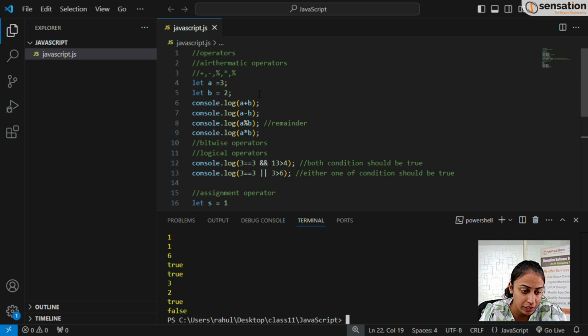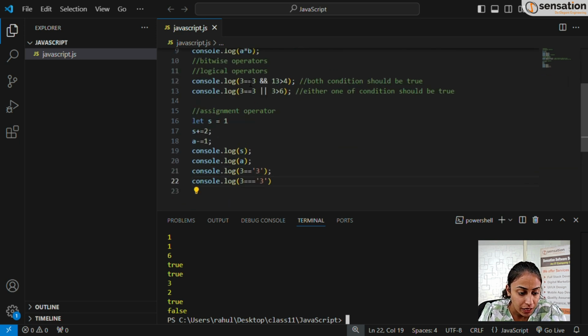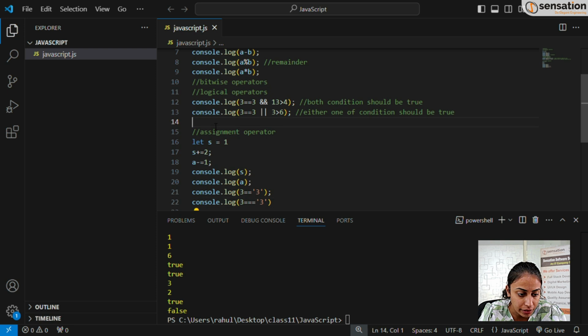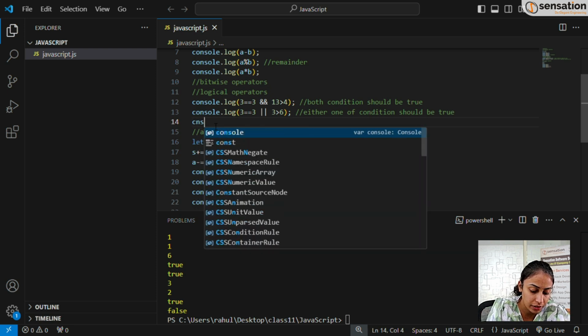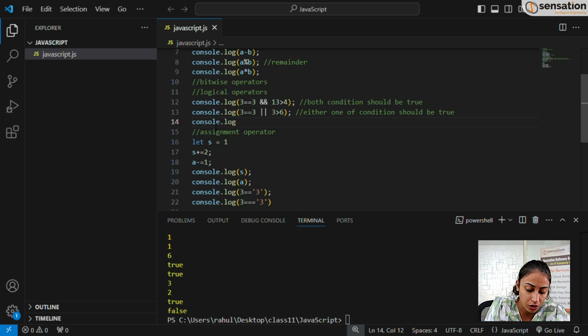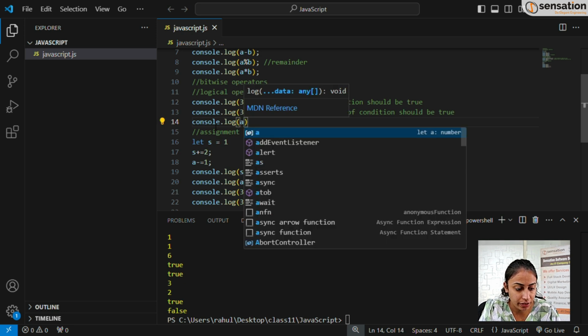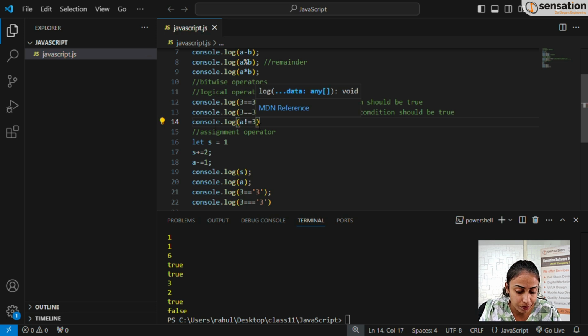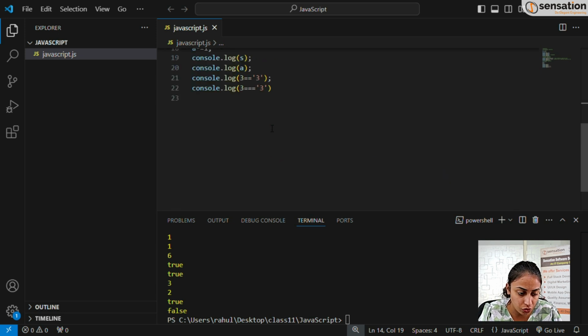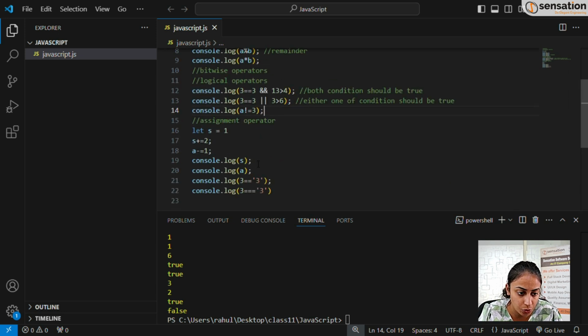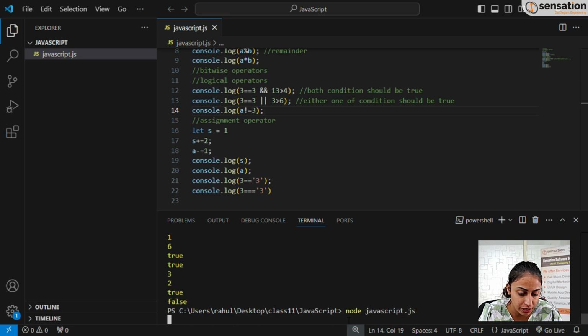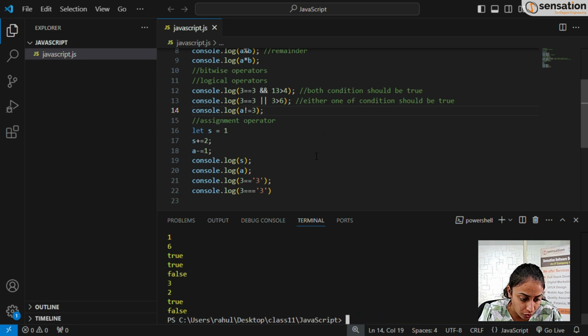So these are the operators in JavaScript. First are arithmetic operators: plus, minus, multiply, divide, modulus, and others. Another is the logical not equals. If I check console.log a not equals 3, what is the value of a now? It is 3, so it should not be equal to 3. This condition should be false, since a equals 3, so it should print false. This is the not operator.